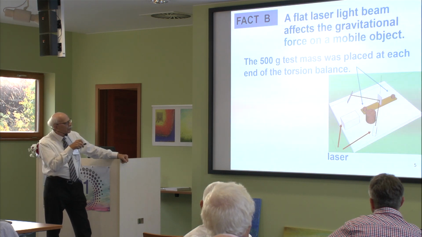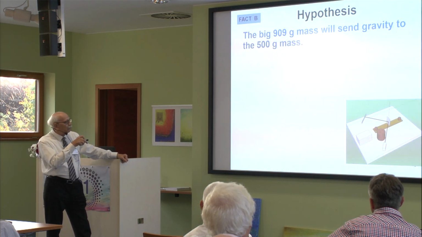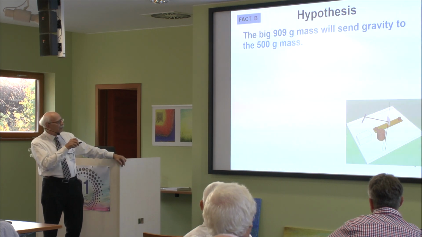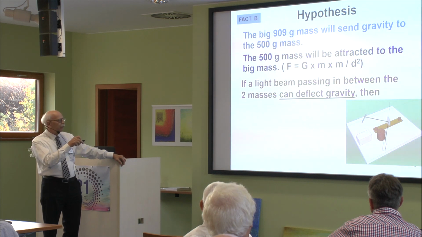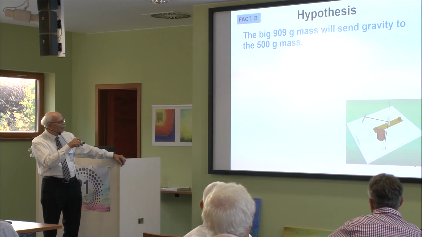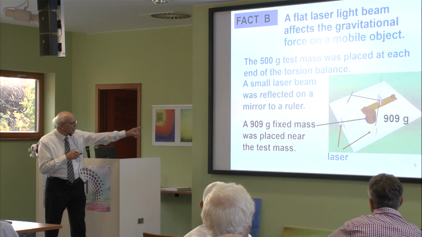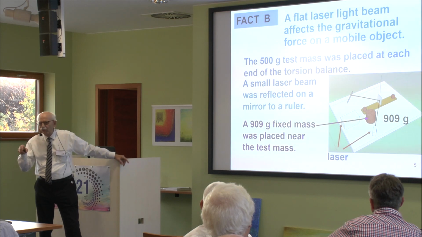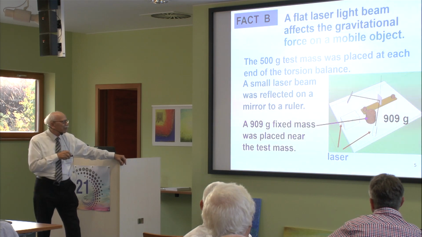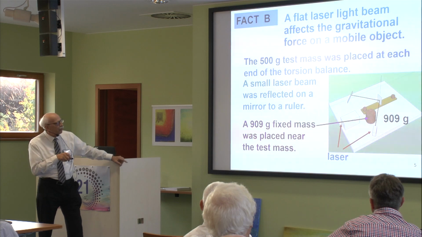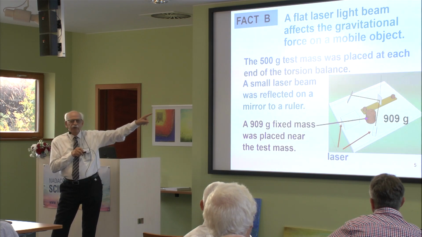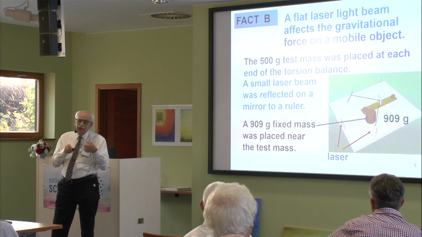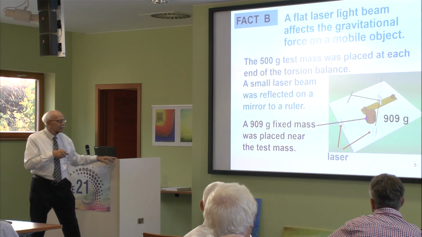And we see here the masses. And the laser beam was sending, no, that was too fast. Okay. The fixed 909 gram mass, because it was in pounds, that's why you have that. It was placed near. And the small laser is sending a light on the mirror, reflecting on the ruler. So I was checking on the ruler where the point was moving, noting that. So it takes time.